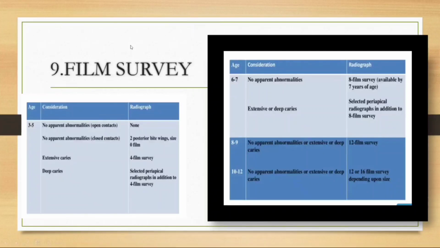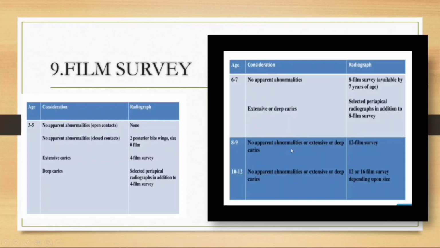Okay, so what happens in 3 to 5 years, that is when we have extensive caries or deep caries, what we are going to do is 2 posterior bite wings. For no apparent abnormalities, we can take 2 posterior bite wings using a size 0 film. When we have extensive caries, we go for a 4 film survey. Also in case of deep caries, a 4 film survey. In case of 6 to 7 years, where more teeth are there, we need to go for an 8 film survey. When there is extensive deep caries, we have to include an additional periapical radiograph.